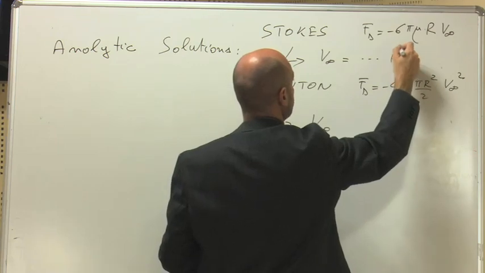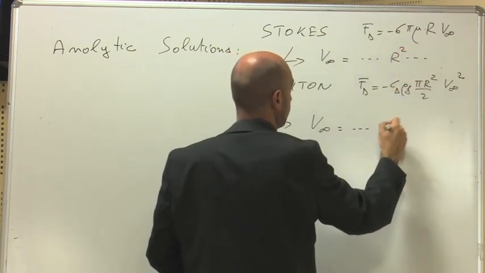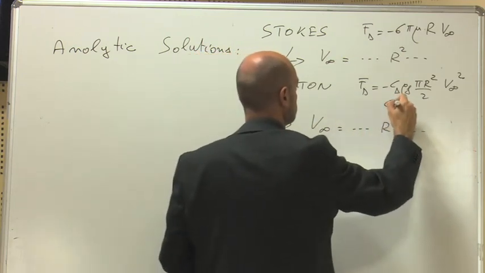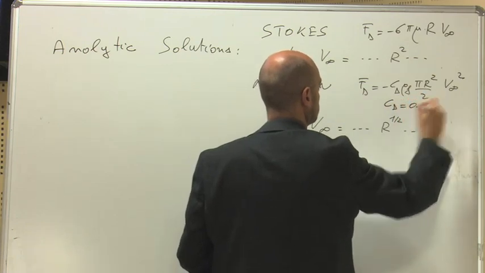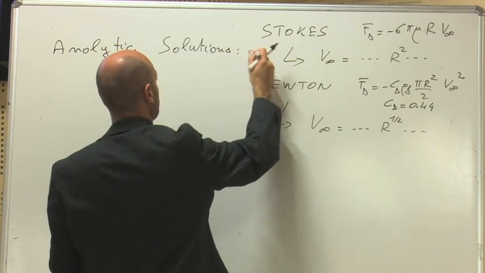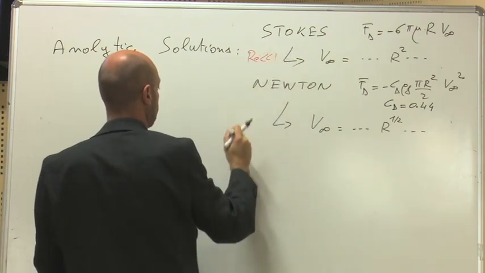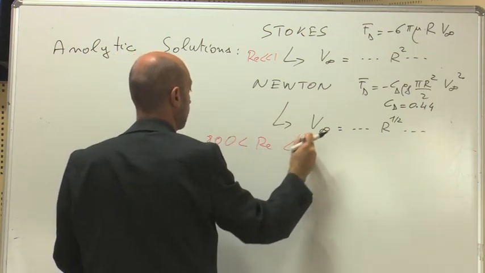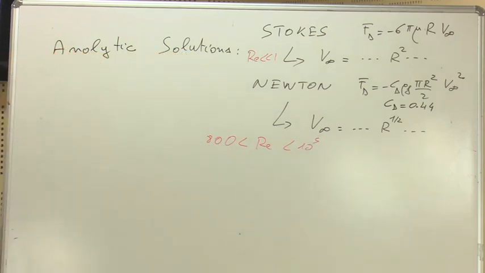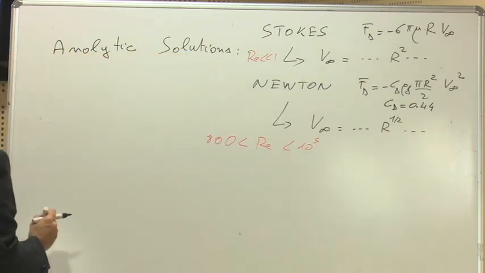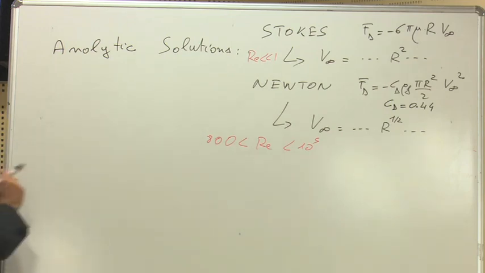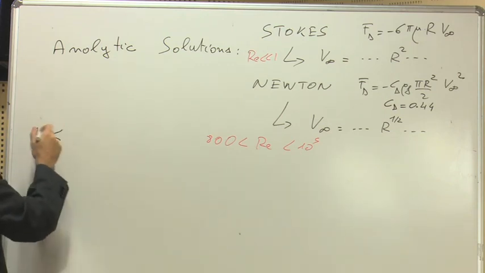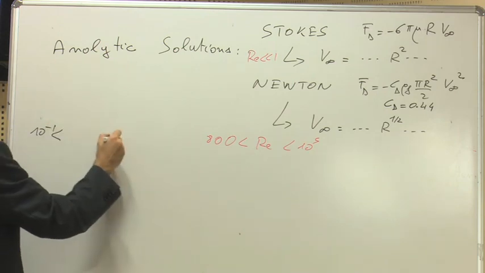So this one is proportional to R square. This one is proportional to R 1/2, okay? So this is when the Reynolds number is much lower than 1, and this is when the Reynolds number is between 800 and 10 to the 5. But in between, so between, let's say, 10 or 1 and 800.